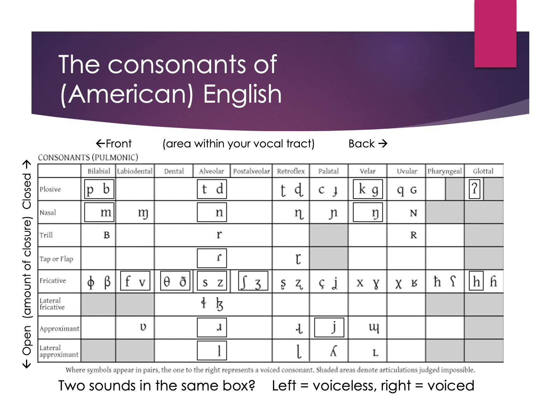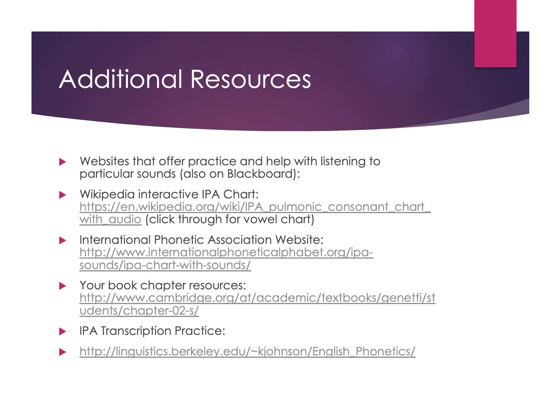So that gives you an idea of the symbols for consonants of English. The next lecture is going to focus on the vowels, and it's very important that we've waited on vowels until we have the symbols so that we have an easier way of talking about them. But there are a few additional resources for you. These are going to be posted on Blackboard for you as well.